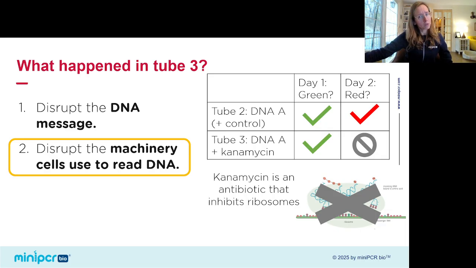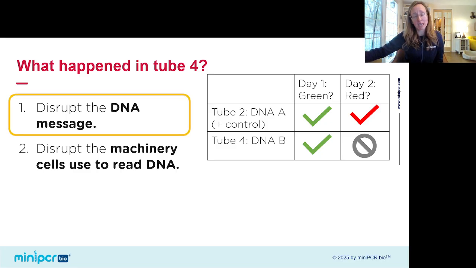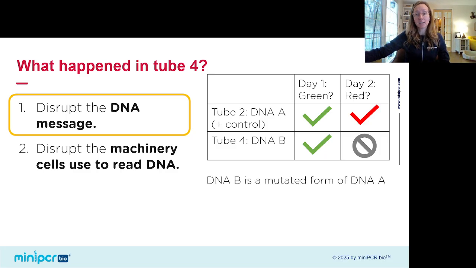Okay, what about tube 4? This table, again, we're comparing tube 4 to tube 2 for simplicity. To tube 4, remember, we added DNA B, which is a mutated form of DNA A. So that should give us an indication right away that we have disrupted the DNA message. There was no other agent at play. We changed the instructions that were written into DNA A to make DNA B, and that is what was happening in this tube. Now, what type of mutation would have caused this to happen?